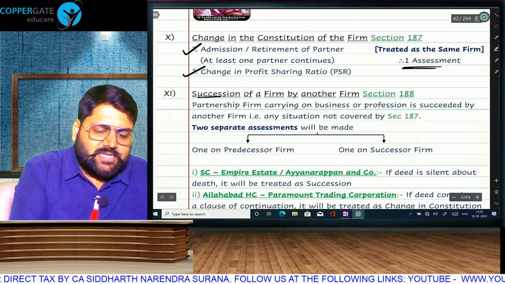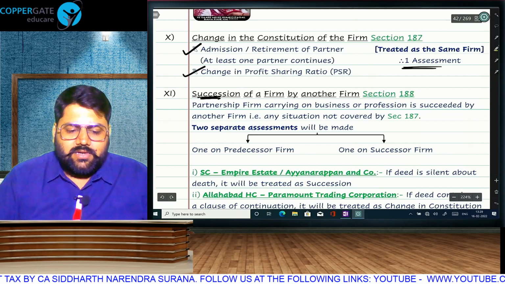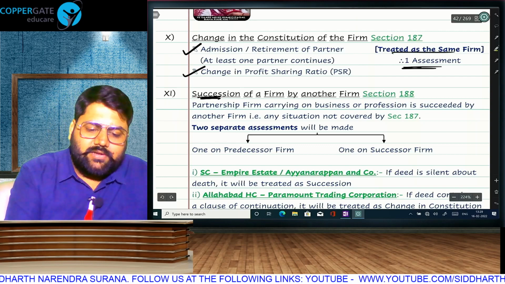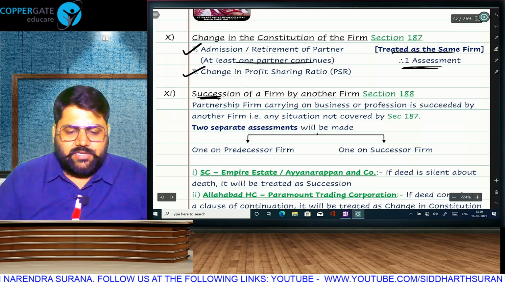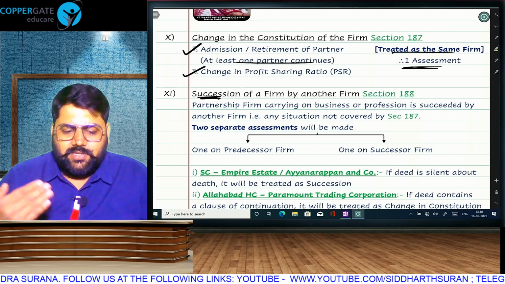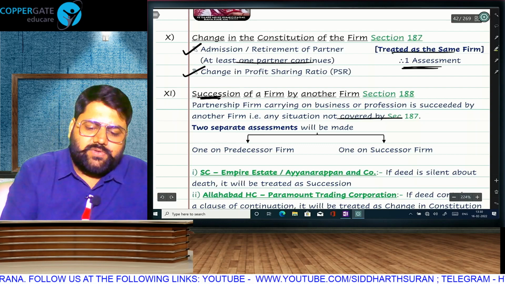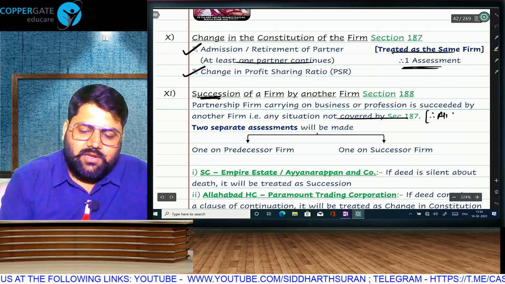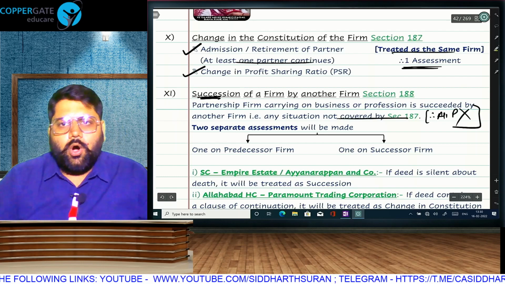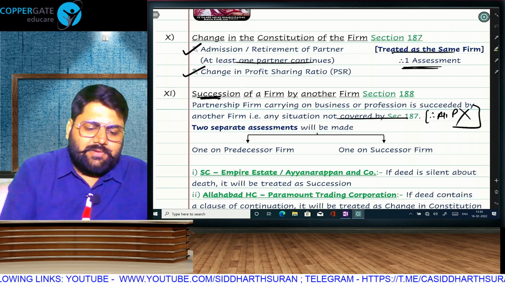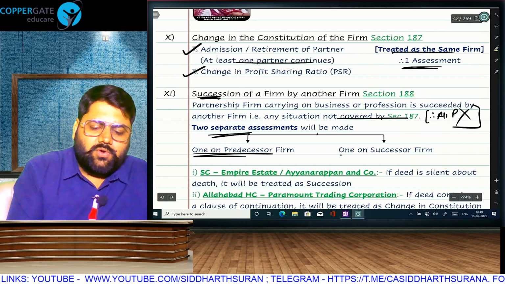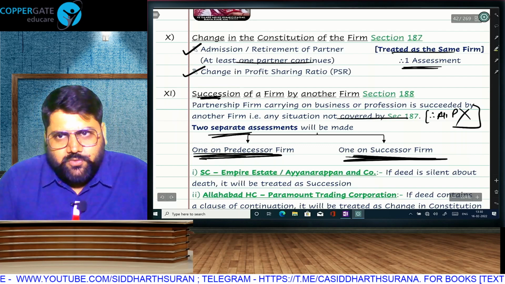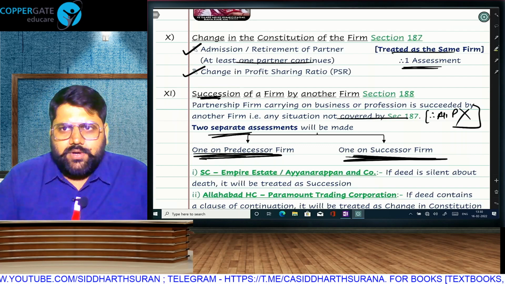But in case there is succession of a firm by another, that means all the partners change, because if at least one old partner continues, then it becomes a change in constitution. So what will be the meaning of succession? When a situation is not covered by 187, or in other words, all partners are new, all the partners change, then there will be two separate assessments, one on the old firm, one on the new firm. The old firm and the new firm will be treated as two different assessees.